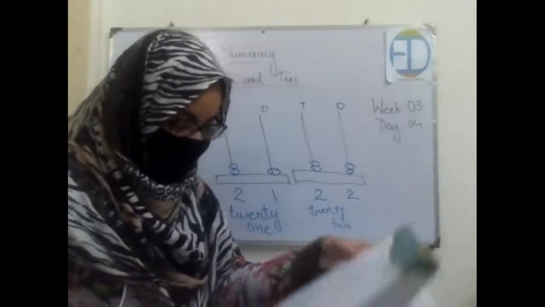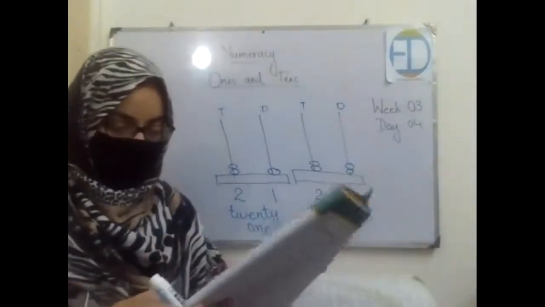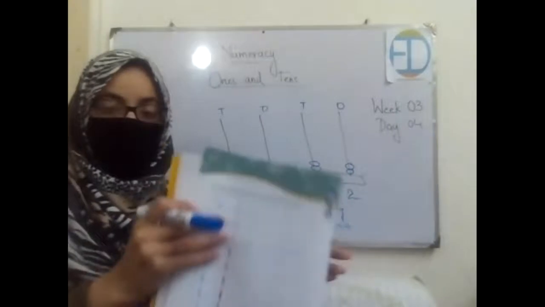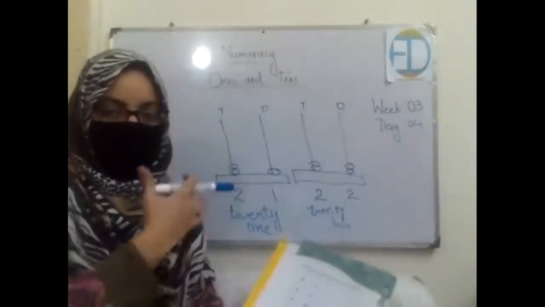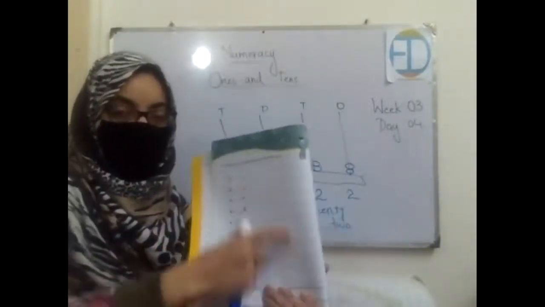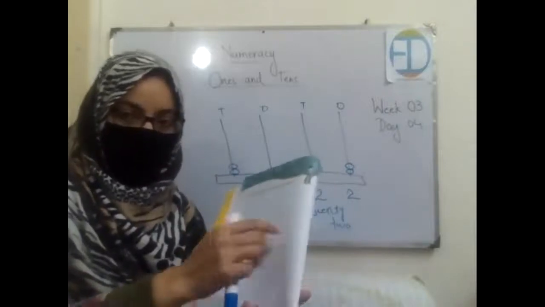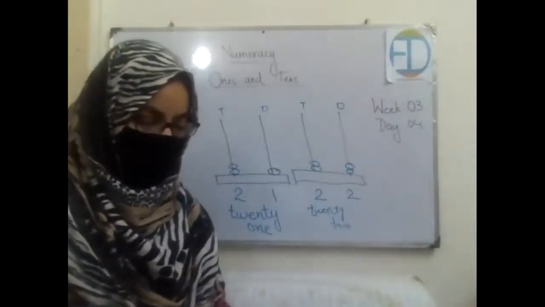Now open your books. On page number 14, the exercise is given and you are supposed to practice this. I have done two in front of you. Now you need to finish this. When you are done till 29, let me know. Okay? So hurry up, start writing.